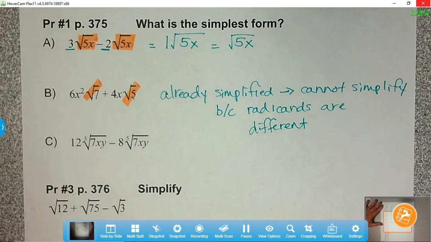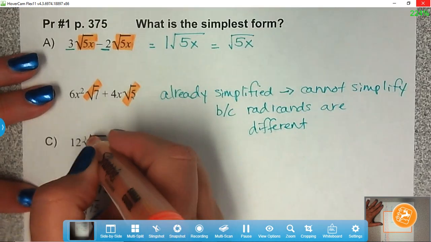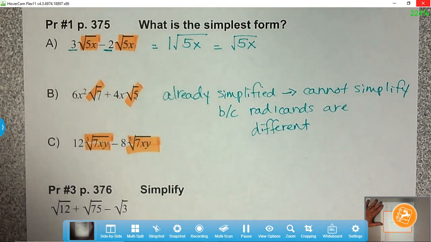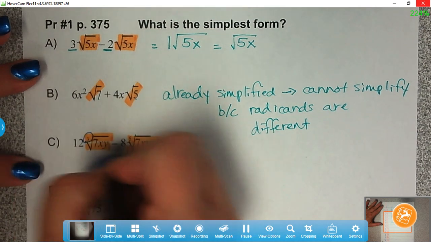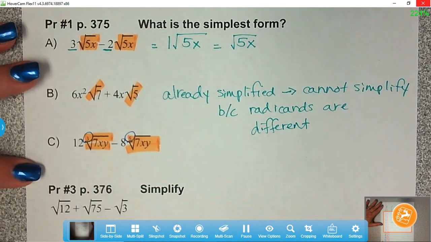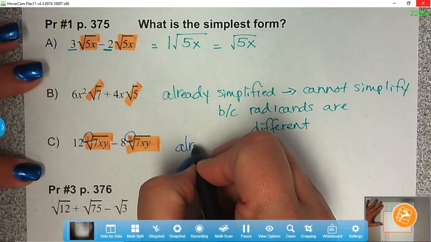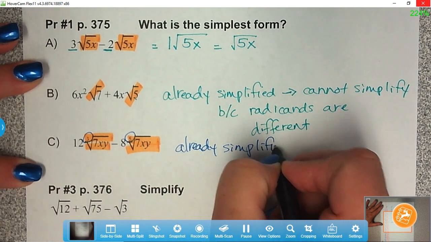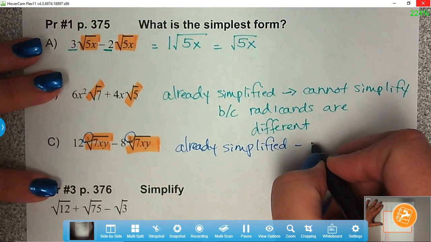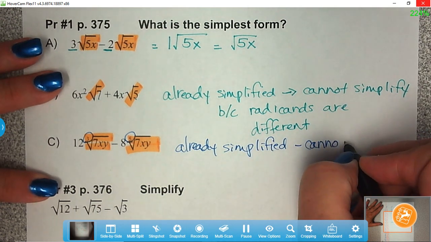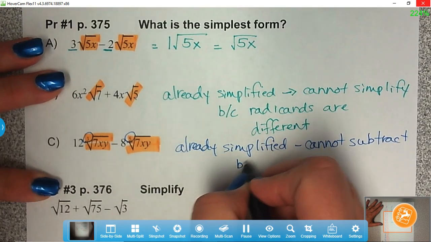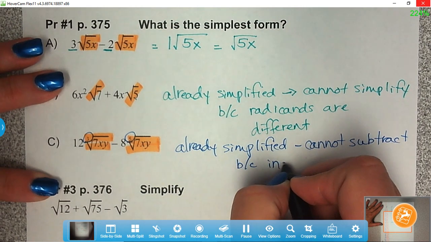All right, and part C, if you take a look at your radicals, I have a cube root of 7xy and a fifth root of 7xy. Got to pay real close attention because on this one my indexes are different. So this one is already simplified. Or you can say cannot simplify or cannot subtract. And the reason for that would be because the indexes are different.